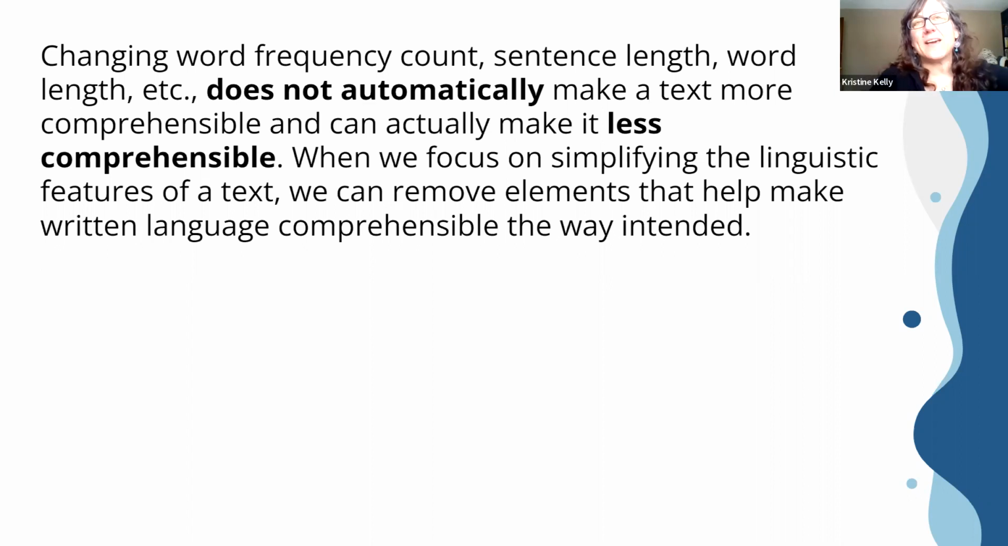And that's because we can change the word frequency count. We can change sentence length. We can split up compound and complex sentences into simple sentences. We can make sure we get rid of all the multisyllable words, or maybe more than just compound words. That doesn't automatically make the text more comprehensible. You can get a lower quantitative score, but you might actually be making the text more difficult for students.